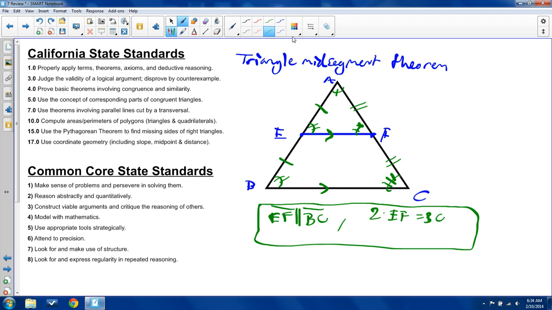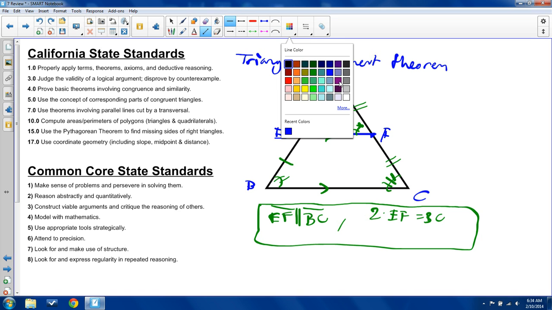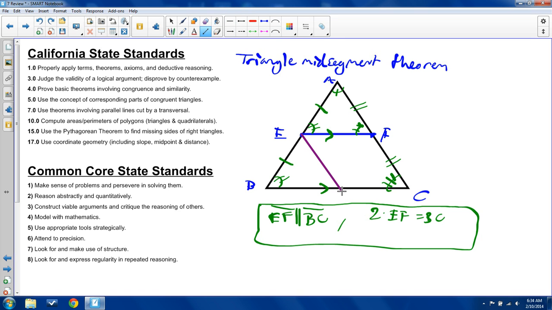So this is just one example. If you recall, I drew the other two midsegments before. Let's make one purple. Okay, let's say that's between B and C. So this, and here's where I'll write D, because I forgot it the first time.